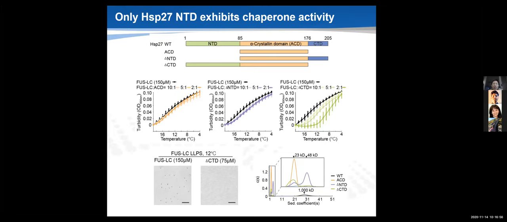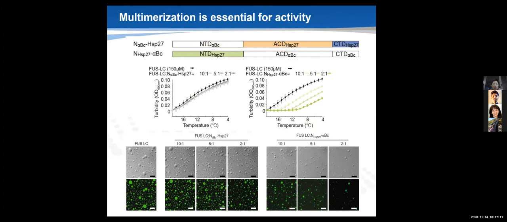Without the CTD, this construct is a low molecular weight oligomer. So the CTD can mediate high molecular weight oligomer formation. So next, we swapped domains. We want to study if the N-terminal is crucial in mediating HSP27's phase transition effect. So we swapped the N-terminal NTD of HSP27 to another small heat shock protein, the control I just mentioned that showed no effect. When we swap the NTD in, it starts to show very efficient inhibition.